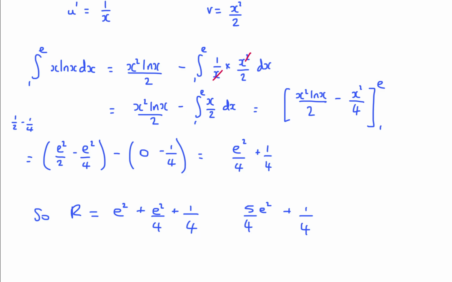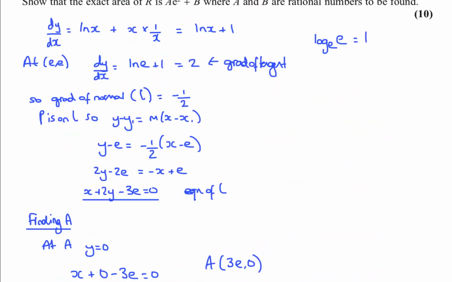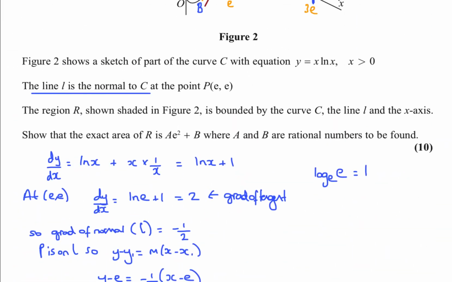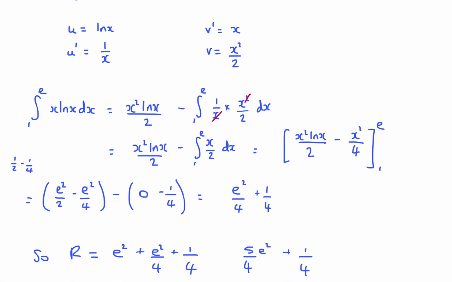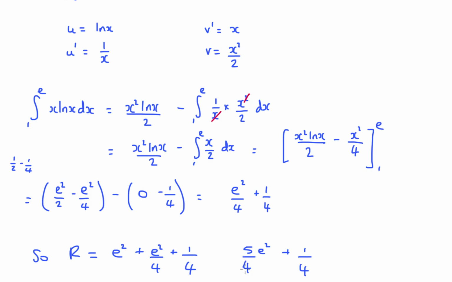And if we go back up to the top to check how it wanted the answer, it told us what form it was going to be in, we've got a and b being rational numbers, so that's exactly what we've got. We've got a is 5 over 4 and we've got b is 1 over 4. There's our a, 5 over 4, b, 1 over 4.